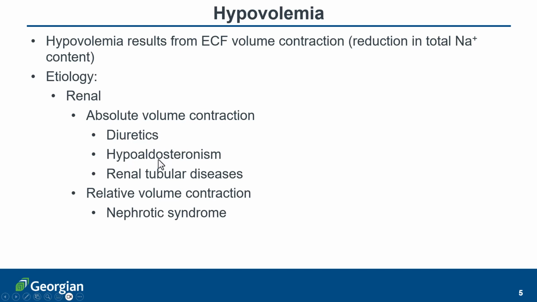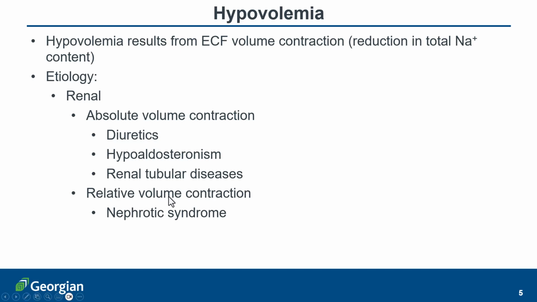Hypoaldosteronism can also lead to absolute volume contraction. If you remember, aldosterone is involved with increasing sodium reabsorption in the distal convoluted tubule, and when you reabsorb more sodium, you reabsorb more water. So if you have a lack of aldosterone, you're going to have a decreased reabsorption of water, leading to an absolute volume contraction. And various other renal tubular diseases, which we're not going to focus upon, can also lead to absolute volume contraction, like ATN, or acute tubular necrosis.